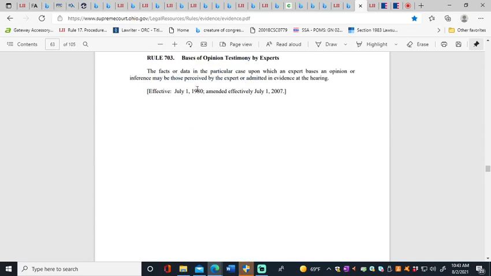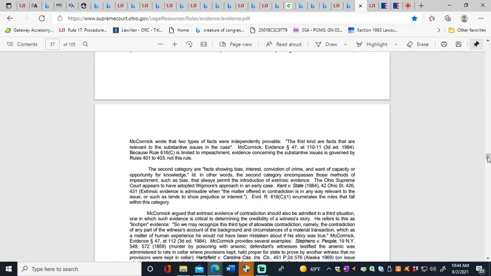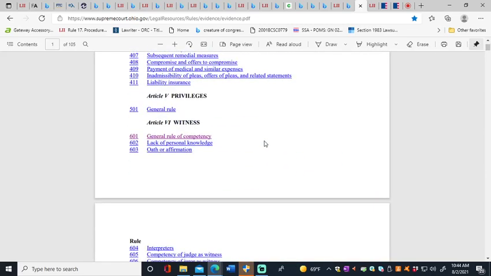It says basis of opinion testimony by experts. The facts or data in a particular case upon which an expert bases an opinion or inference may be those perceived by the expert or admitted into evidence at the hearing. Okay? Let's continue. It's a lot of stuff. I'm trying not to overlook some of the stuff that's important.